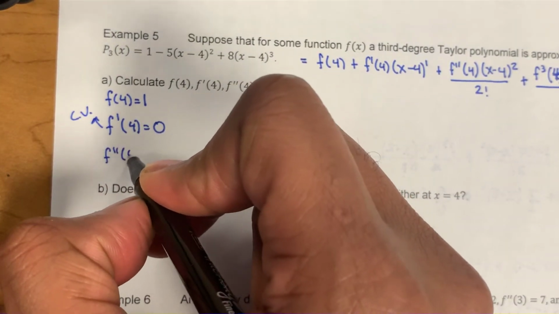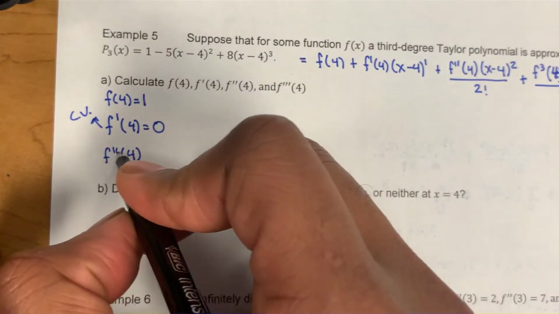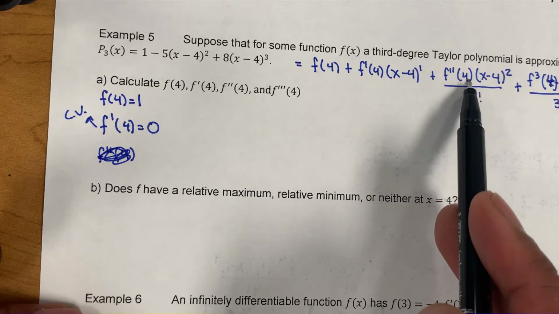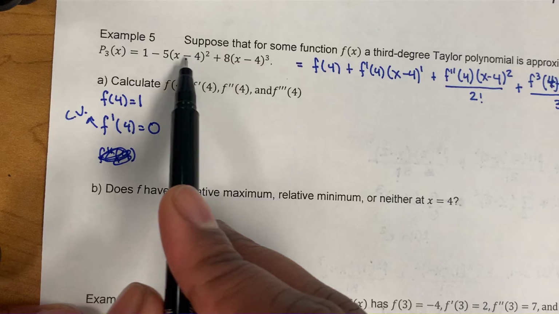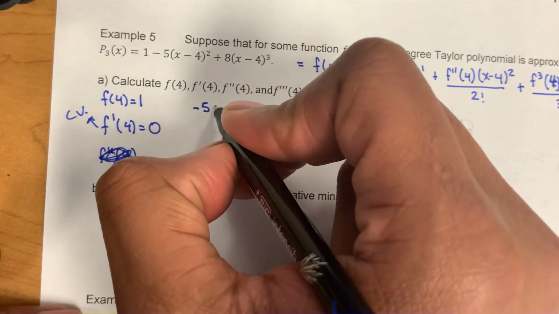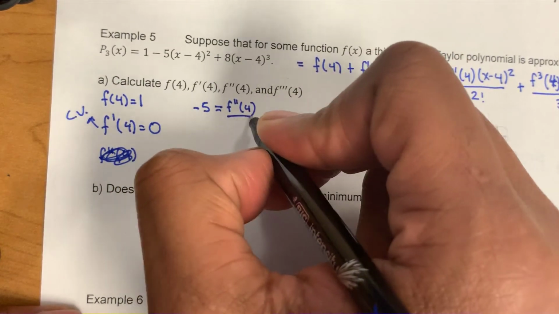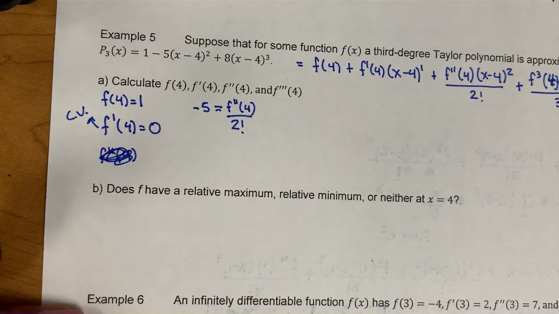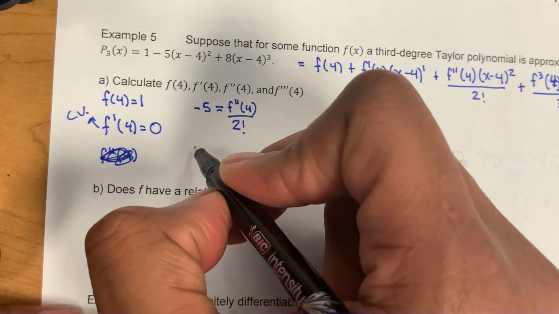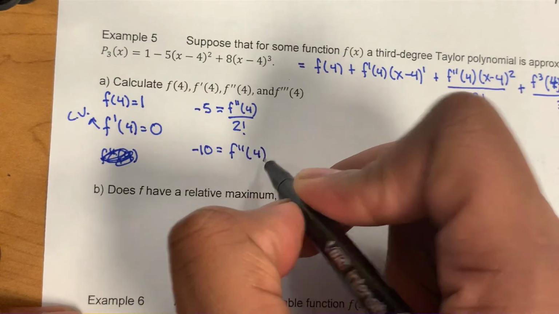The second derivative evaluated at 4, that's what we're looking for. So the relationship we have is the second derivative evaluated at 4 divided by 2 factorial is supposed to equal this coefficient. So this is going to tell us that -5 equals the second derivative evaluated at 4 over 2 factorial. So 2 factorial is 2, so 2 times -5 is going to mean that -10 equals the second derivative evaluated at 4.